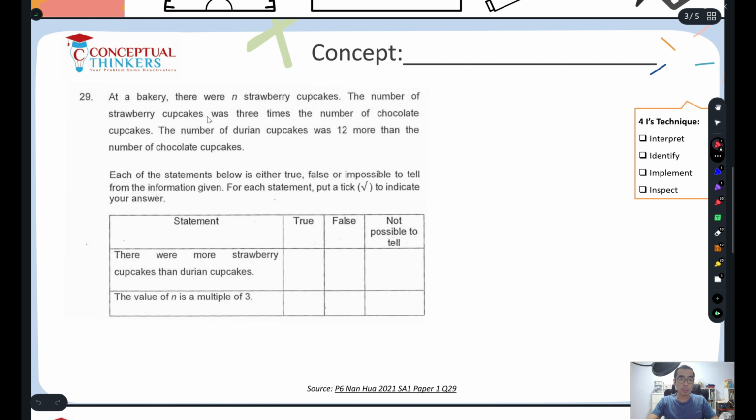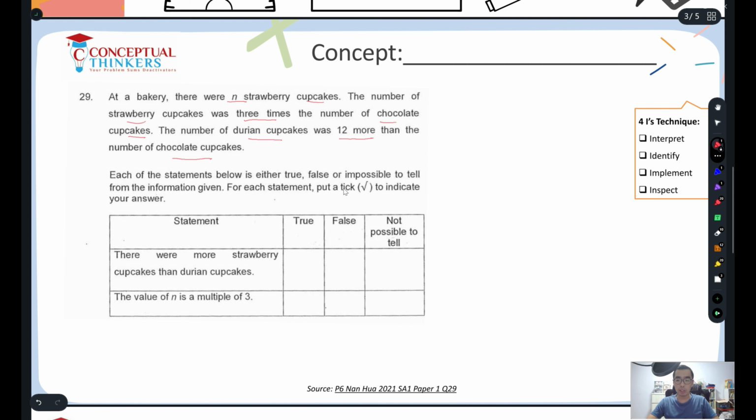At the bakery, there were n strawberry cupcakes. The number of strawberry cupcakes was 3 times the number of chocolate cupcakes. The number of durian cupcakes was 12 more than chocolate cupcakes. Okay, so this is a true, false, or not possible to tell question.